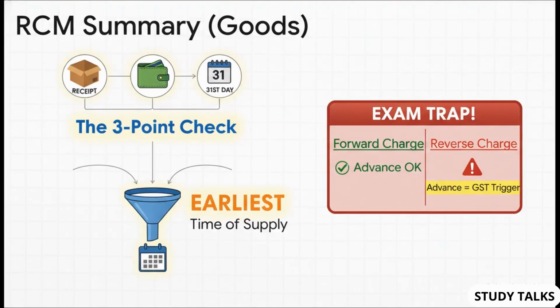Okay, let's recap it nice and quick. First, always use the 3-point check. No exceptions. Second, the time of supply is always the earliest of those 3 dates. Third, and this is the big one, the exam trap. The no GST on advances rule is for forward charge only. For RCM, if you pay in advance, you pay GST on that advance. That's it. That's the entire concept right there.